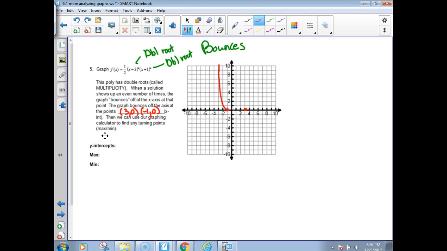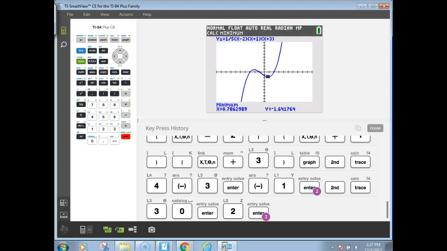It's going to bounce from there, and then what's the y-intercept? If you put in 0, you get 1/2 of 3 squared times 1 squared. Okay, that's half of 9. 0, 4.5, right? Okay, so it bounces here, goes through, and then it's going to come up here somewhere, and I got to find that relative max. We got to go back to that graphing calculator, and I got to put it in.